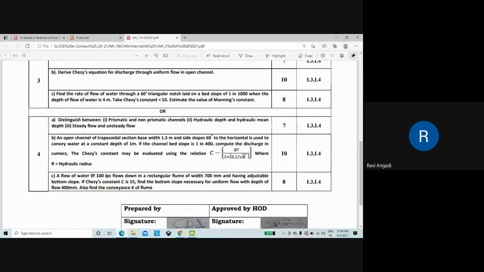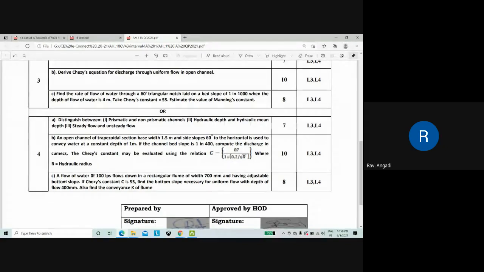Then in this problem, an open channel of a trapezoidal section, base width 1.5 meter and slope 60 degree to the horizontal is used to convey water at a constant depth of 1 meter. If the channel bed slope is 1 in 400, compute the discharge in cumecs. The Chezy's constant may be evaluated using the relation C equal to 87 divided by 1 plus 0.2 divided by square root of R, where R is the hydraulic radius. So in this problem, you have to take the C value by using this formula and calculate the answer.